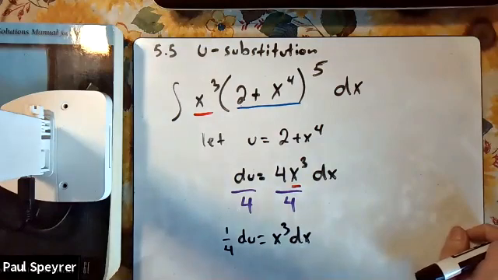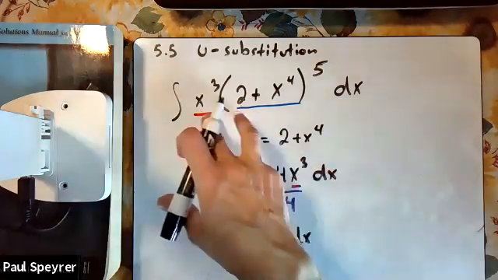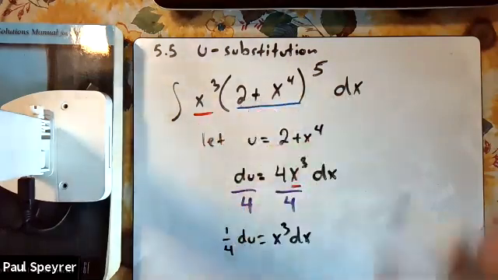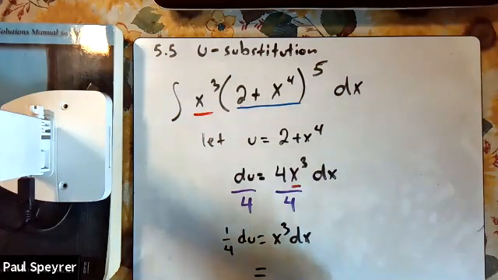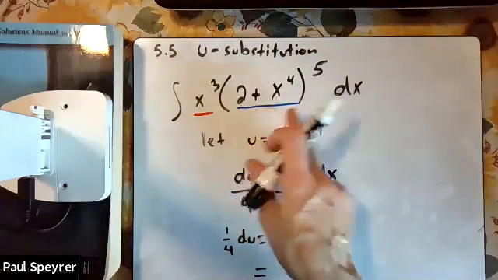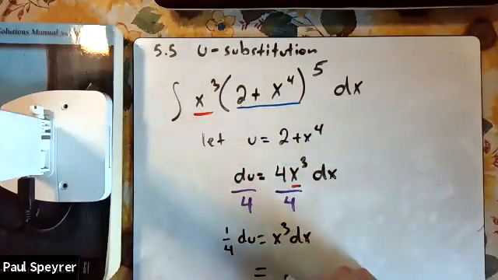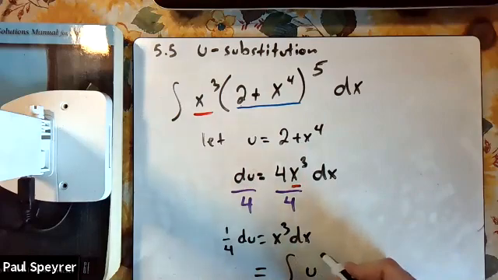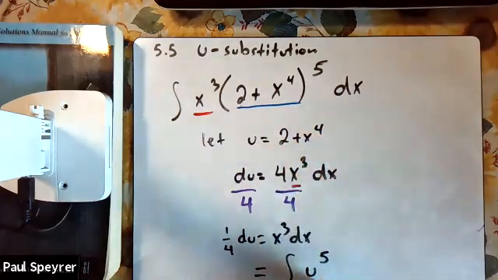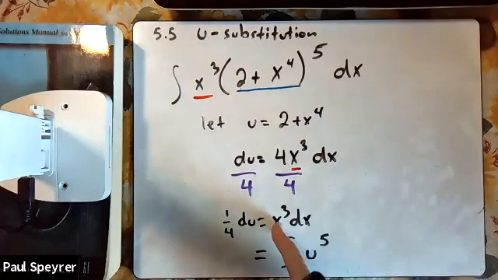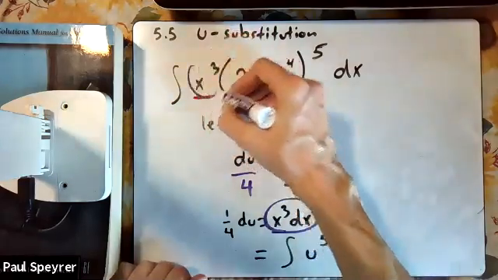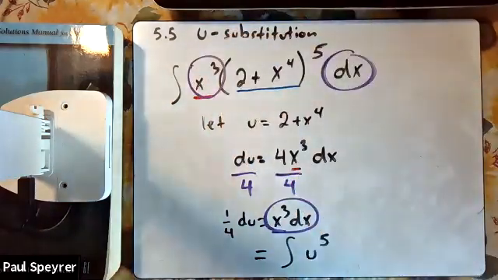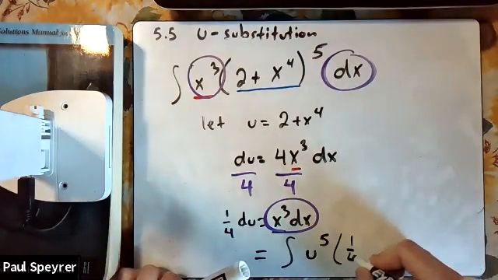So what do we basically do right here? We're basically converting this integral in terms of x. We're trying to rewrite it all in terms of u. So let's see what the result is going to look like. Remember, we just said 2 plus x to the 4th is u, right? We chose that right there. So that's basically u to the 5th power, right? Because again, what's u? 2 plus x to the 4th. Now, what about this x cubed dx? So this stuff right here, what's that going to be in terms of u? It's going to be the 1/4 du.